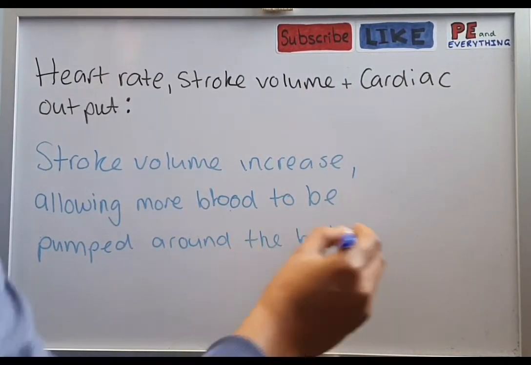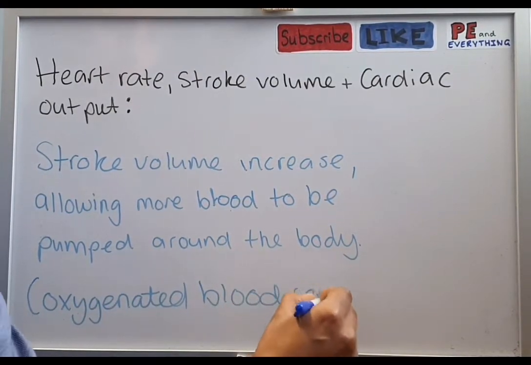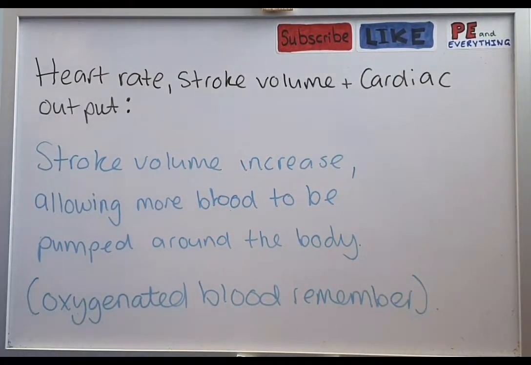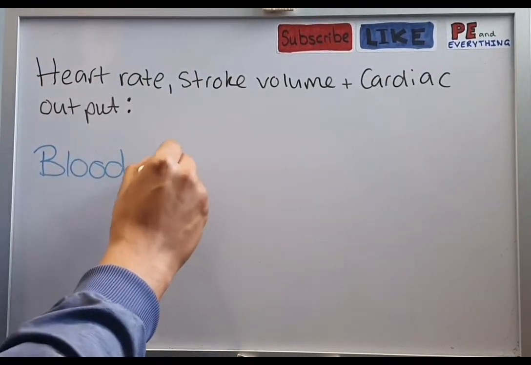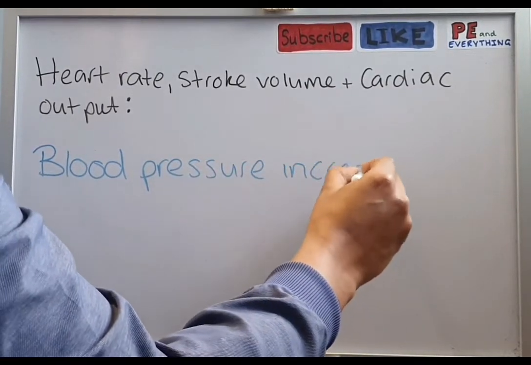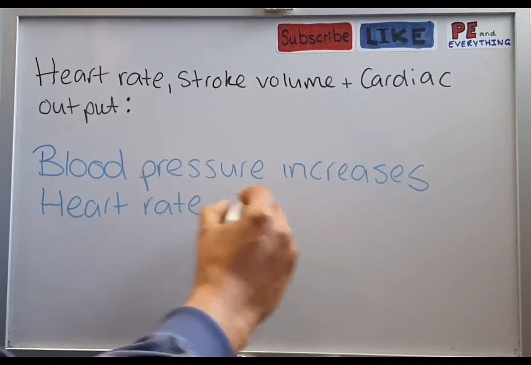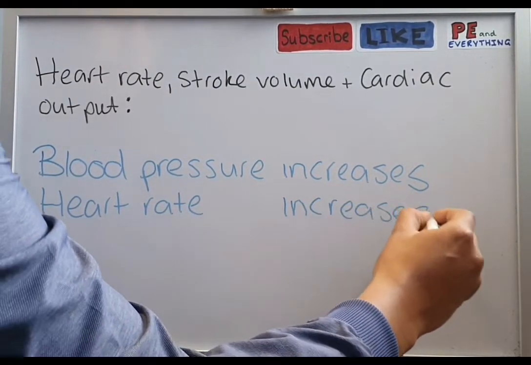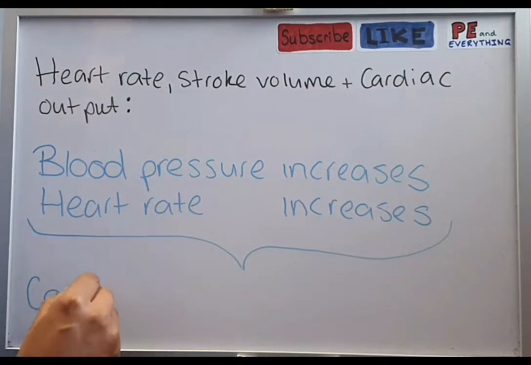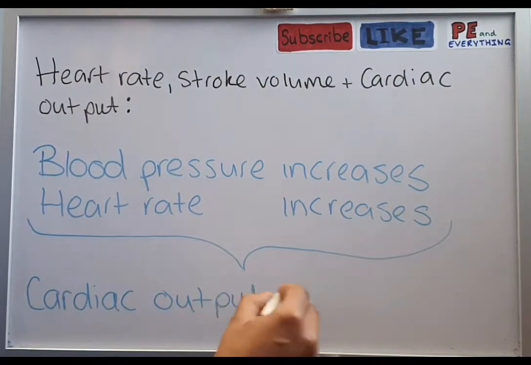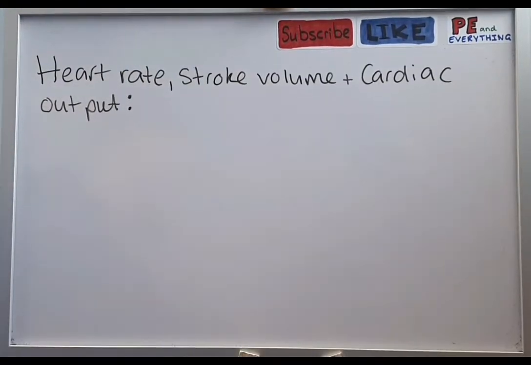Now, if we know that the stroke volume increases, and we also know that blood pressure will increase, and we also know that heart rate's increased. So remember, if we times the two, heart rate and stroke volume, even though I put blood pressure here, it means that our cardiac output would also increase. Perfect.